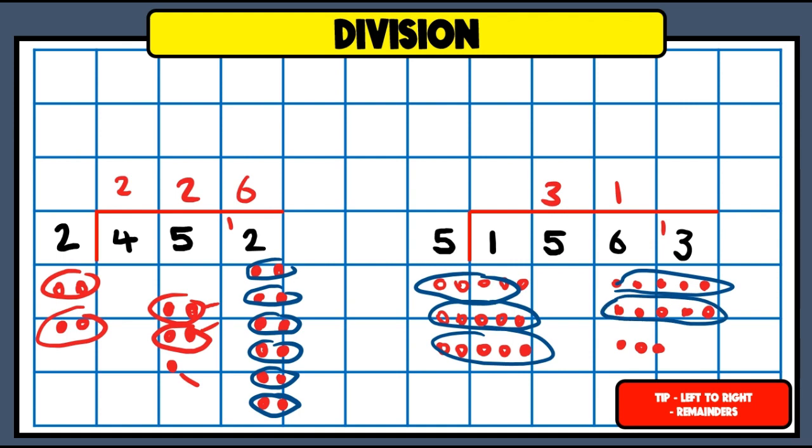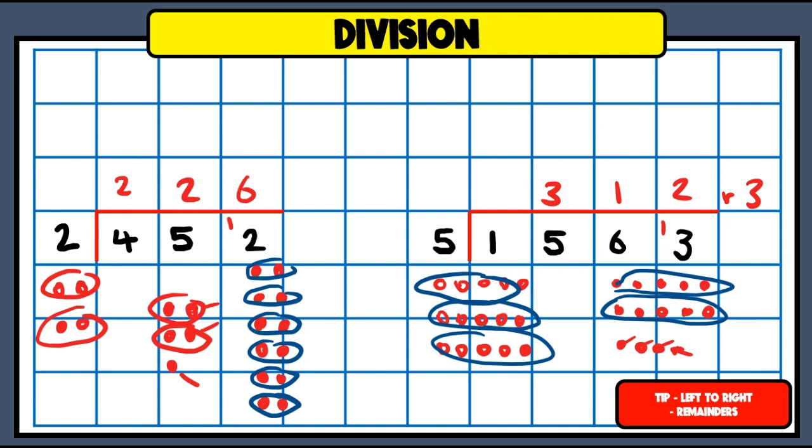How many do you have left over? 1, 2, 3. So the answer, how many times does 5 go into 13 is 2. Remainder, 1, 2, 3. Remainder 3. There we go. So the answer is 312, remainder 3.